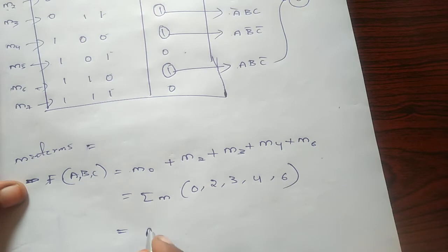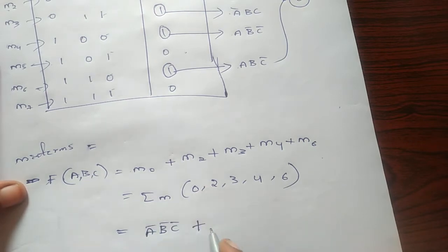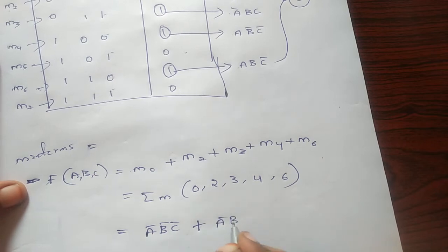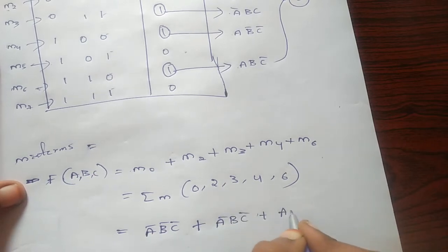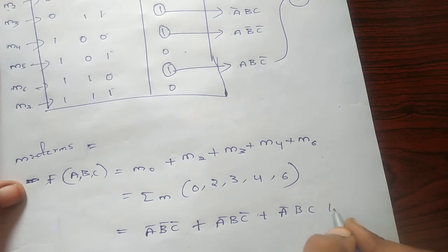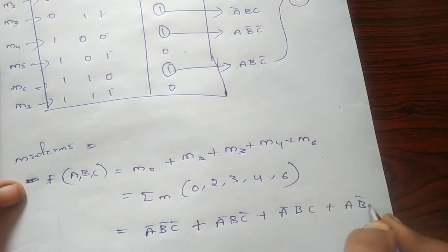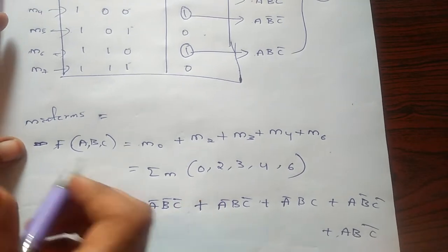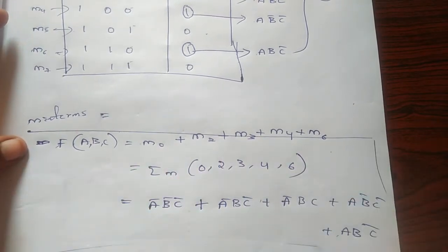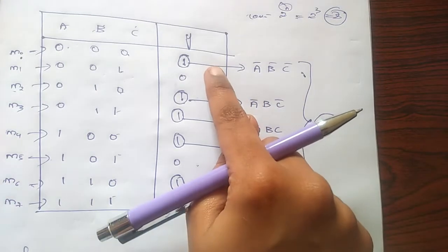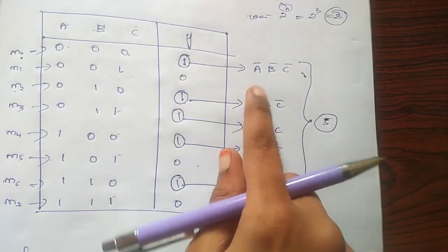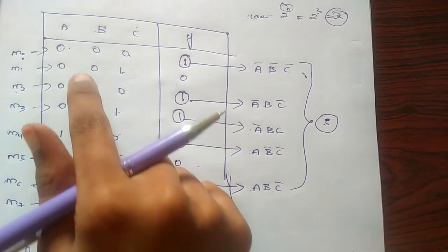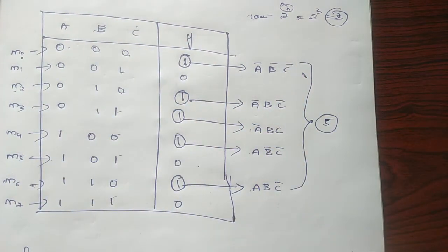So you write the whole terms here. What all we get: A bar B bar C bar plus A bar B C bar plus A bar B C plus A B bar C bar plus A B C bar. So this is about minterms. At the output, once we take minterms, with respect to those inputs we write the equations.